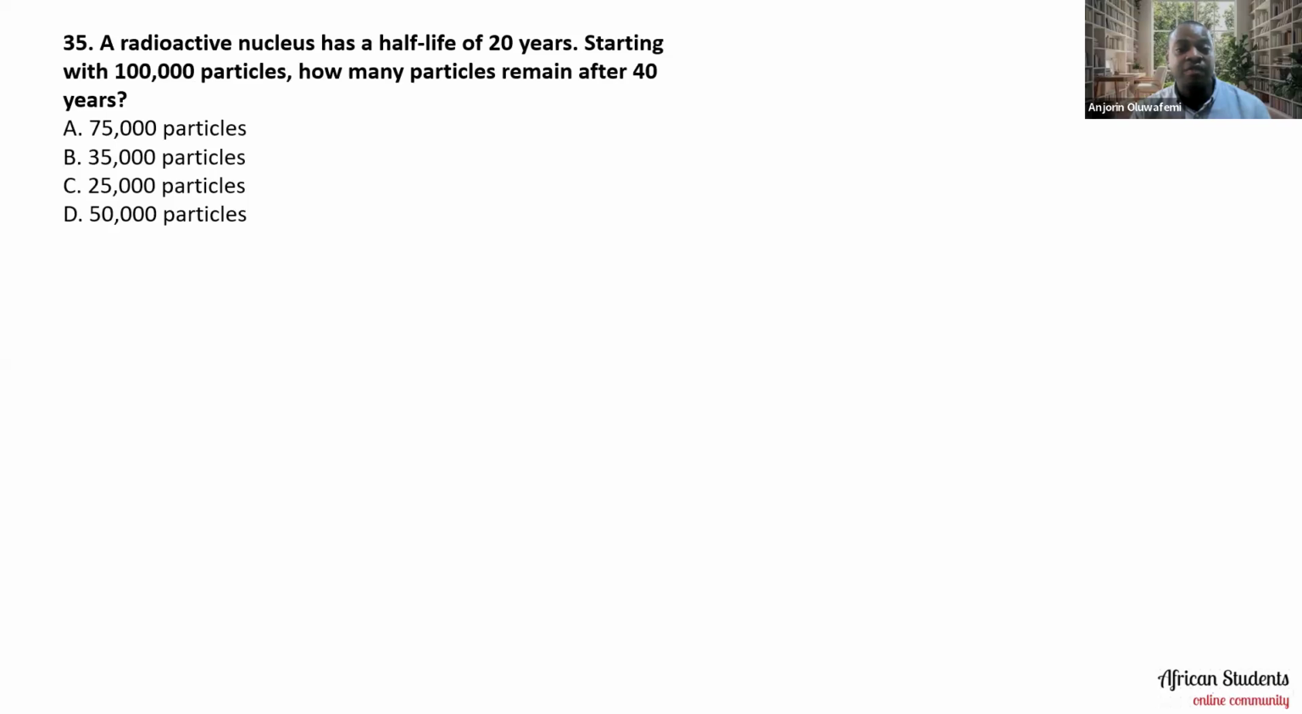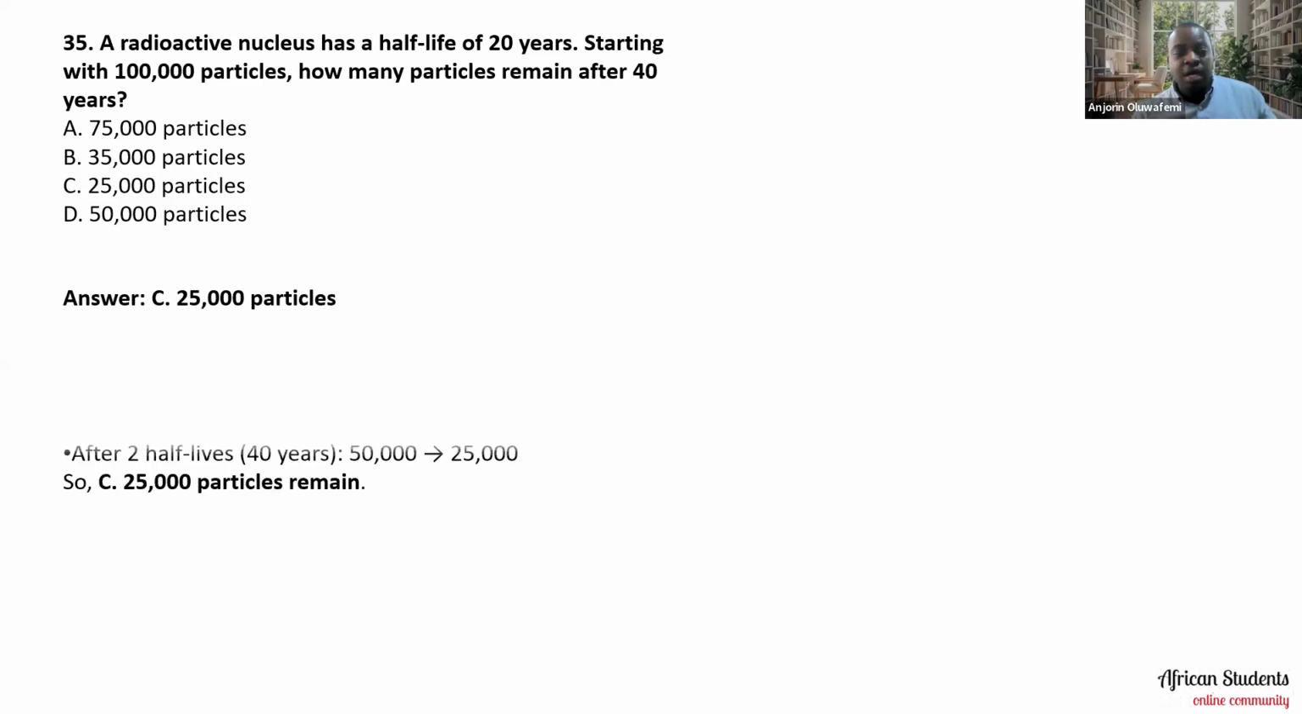A radioactive nucleus has a half-life of 20 years, starting with 100,000 particles. How many particles remain after 40 years? Is it option A, option B, option C, or option D? Now, the answer is 25,000 particles. How did we arrive at that? After one half-life, which is 20 years, 100,000 will reduce by half to 50,000, right? After two half-lives, which is another 20 years, so 20 plus 20, that's 40 years now, the 50,000 will have reduced again by half. So C, 25,000 particles will remain after 40 years.